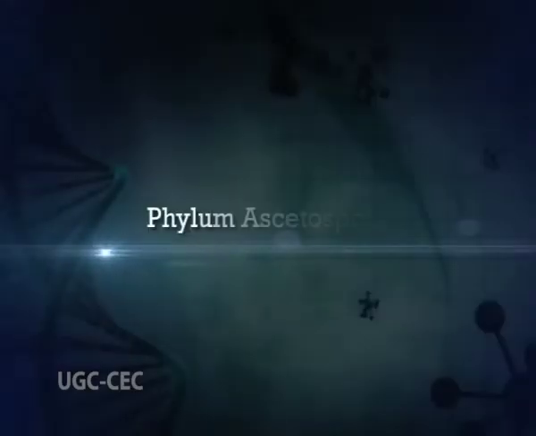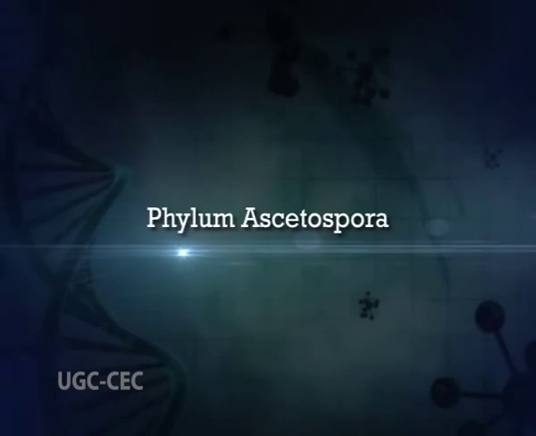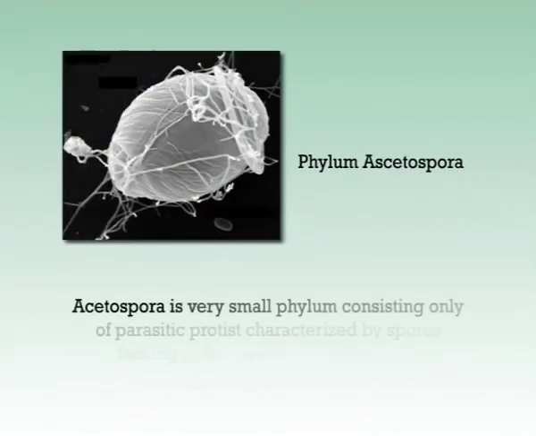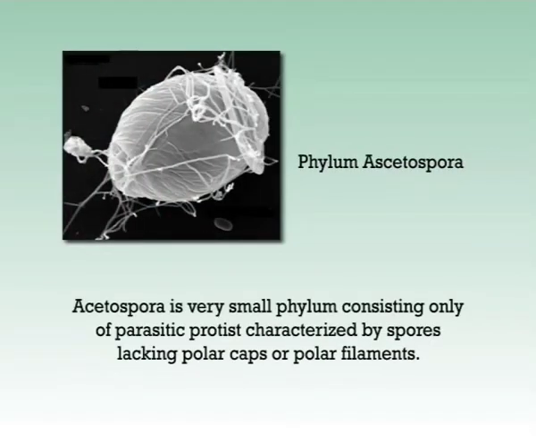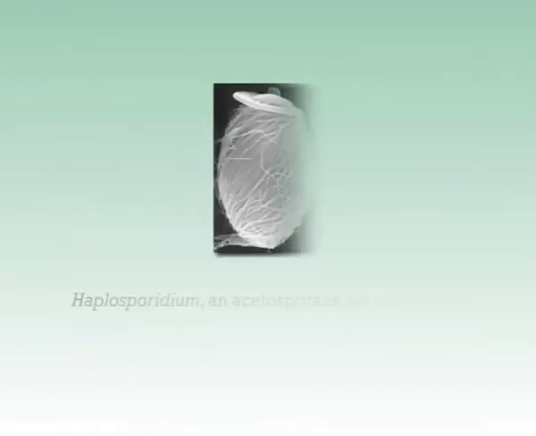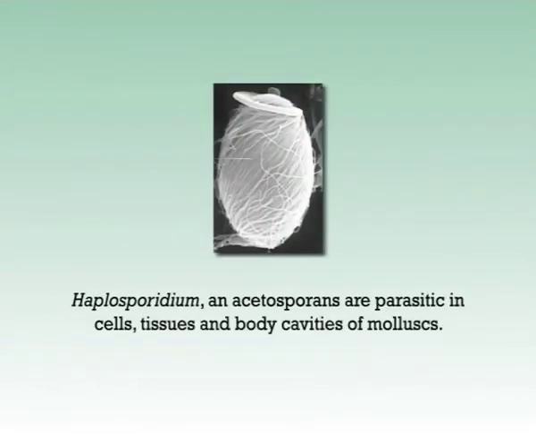Next we'll come to Phylum Ascetospora. Ascetospora is a very small phylum consisting only of parasitic protists, and these are characterized by spores lacking polar caps or polar filaments. One of the examples is Haplosporidium. This is an ascetosporan and is parasitic in cells, tissues and body cavities of mollusks.